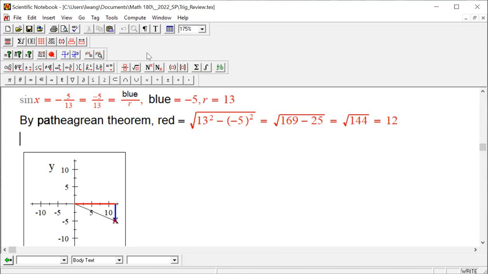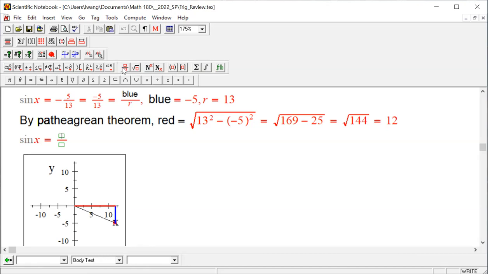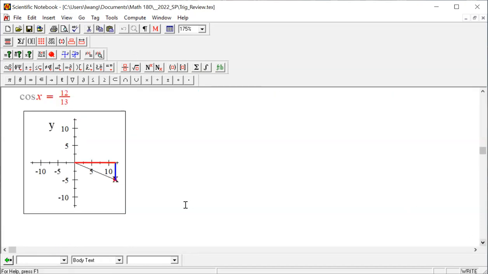So this is 12. As a result, we get cosine x equals the red over r. Red is 12, r is 13. That's how we find it. In the fourth quadrant, sine is negative. Cosine is positive, right? Because red over r, red is positive. So here we go, we get these two numbers. And this number and that number. So it's just a matter of plugging in.